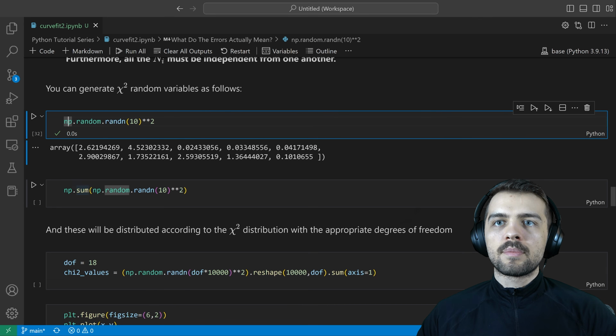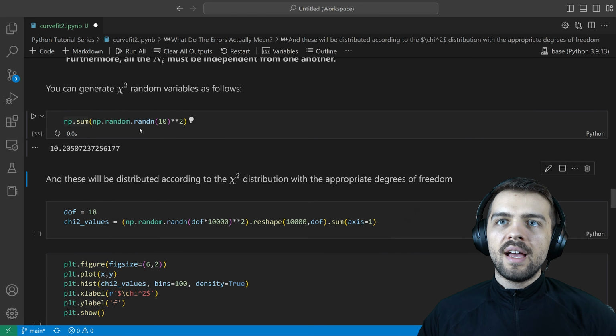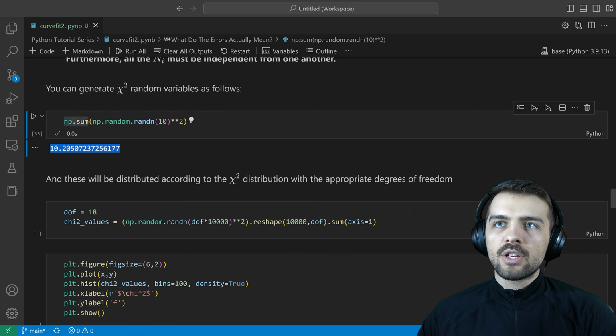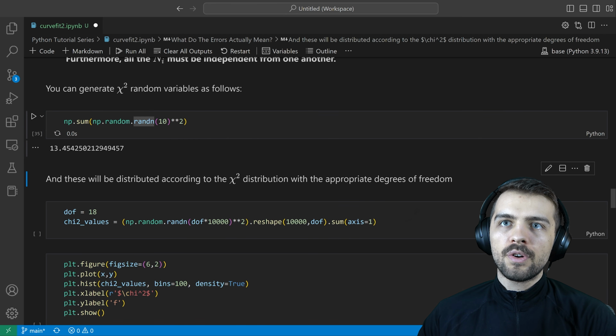And of course, I can sum them. So here I call np.sum on this, and I'll get the sum of all these variables. And that gives me a chi-squared number with 10 degrees of freedom. And I can keep calling this over and over, and it will keep generating different chi-squared random numbers.